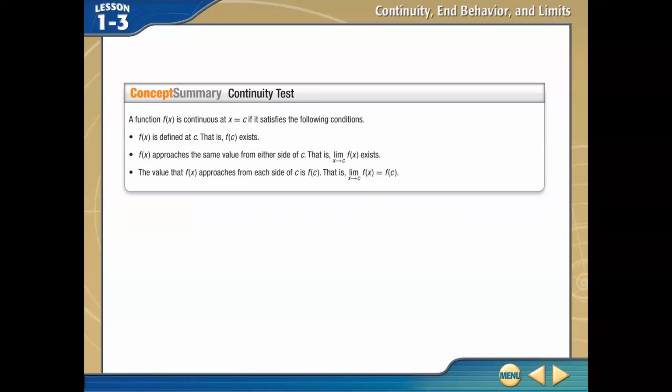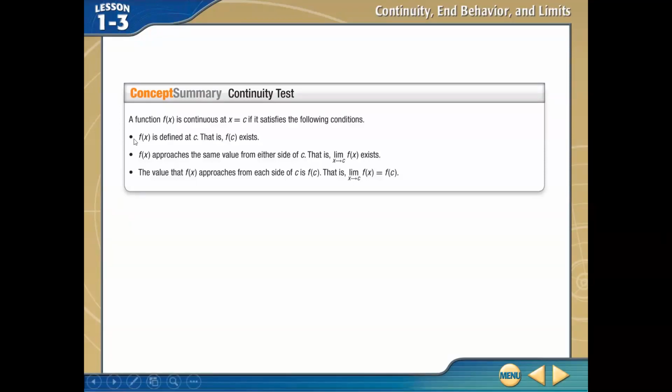Okay, so here is the continuity test. It has three very distinct steps. It says a function f of x is continuous at x equals C if it satisfies the following conditions. Once again, C is just an element of the domain. It's a given x value on most of the problems that we have.